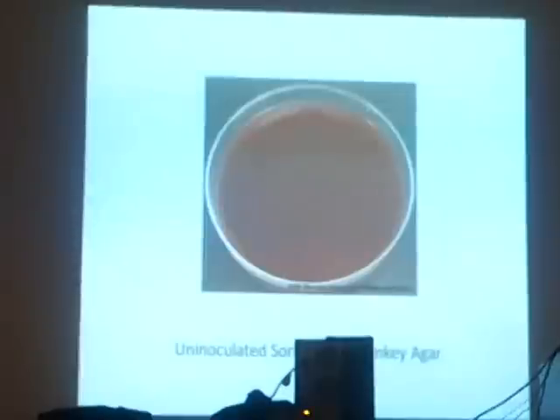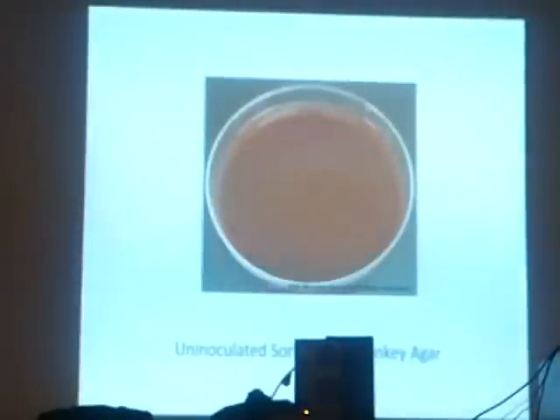Therefore, we have a medium called sorbitol MacConkey. Sorbitol MacConkey has the same principle behind MacConkey, but the difference is that instead of lactose, we add sorbitol. Therefore, if it is a sorbitol fermenter, it will give us a pink colony. If it is a non-sorbitol fermenter, a clear colony.